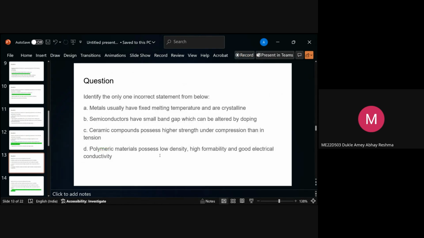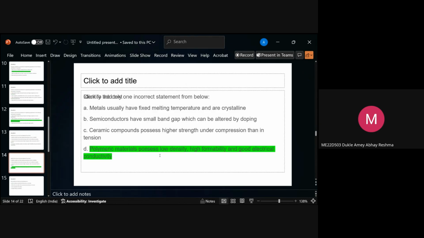Identify the incorrect statement. Which one of the following is the incorrect statement? Metals usually have a fixed melting temperature and are crystalline. Semiconductors have a small band gap which can be altered by doping. Ceramic compounds possess higher strength under compression than in tension. Polymers possess low density with high formability and good electrical conductivity. We all know polymers are poor conductors of electricity, so obviously the answer D is the wrong one.